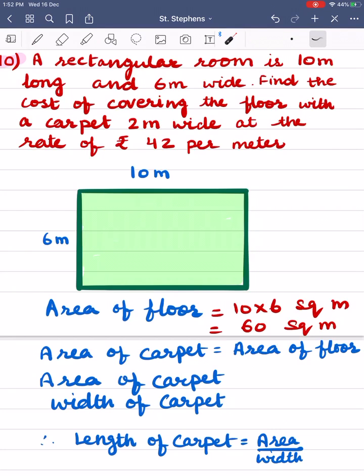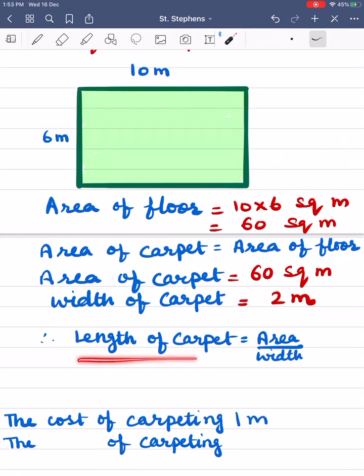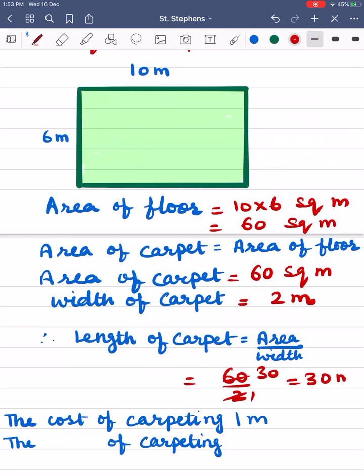Now we know area of carpet is equal to area of floor, as we have to cover the floor with carpet. So area of carpet is equal to 60 square meters. Now the width of carpet is 2 meters. So if area and width is known, we can find out the length of the carpet by dividing area by width. So we have 60 divided by 2. So we get here 30 meters.